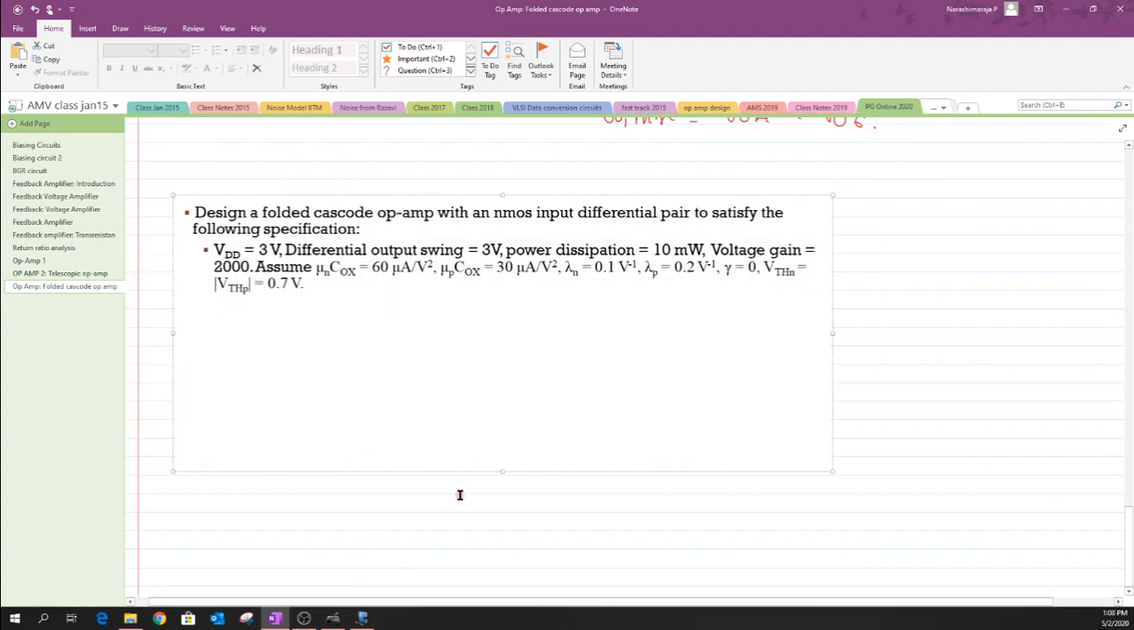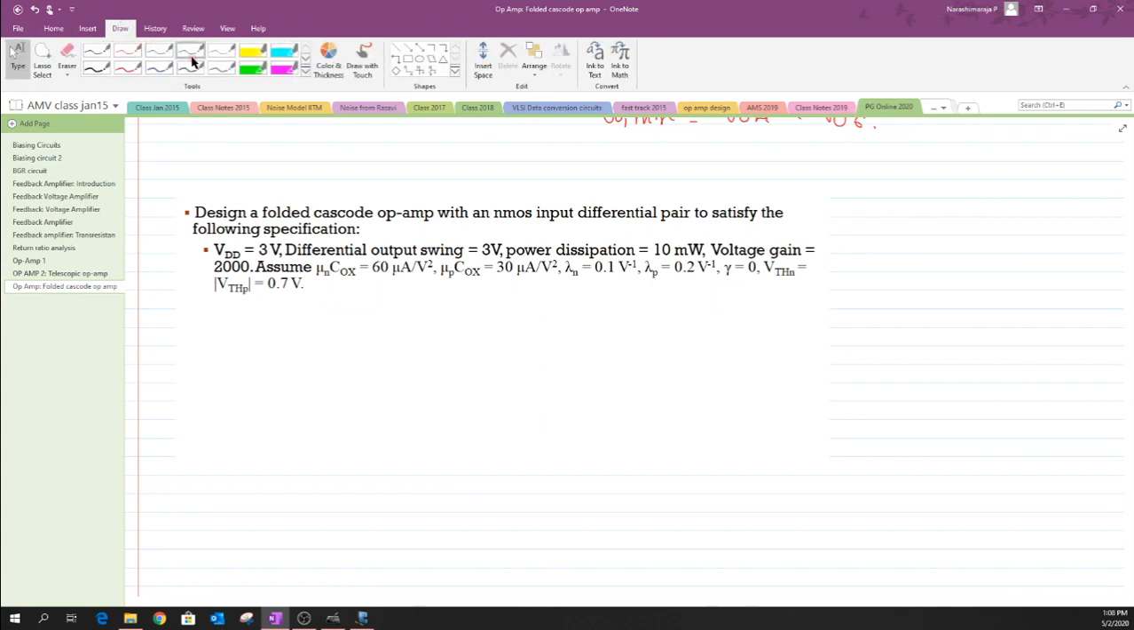So here you have been asked to realize a folded cascode op amp with an NMOS input differential pair. Whatever we have drawn till now was the same folded cascode op amp, but it was being realized with a PMOS input differential pair. That's the difference between the question and what we have discussed till now.